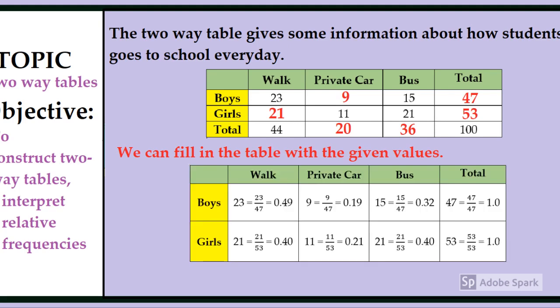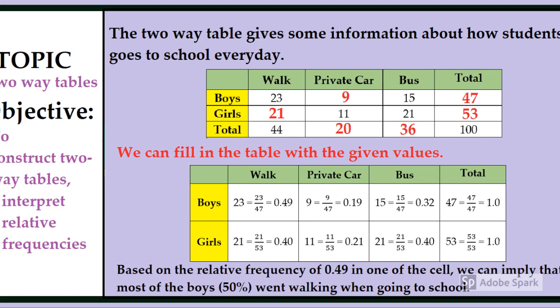In solving the relative frequency, we're going to divide the first row by its total and the second row by its total also. So, we can come up with the following values. And based on the relative frequency of 0.49 in one of the cells, we can imply that most of the boys, which is 50%, went walking when going to school.